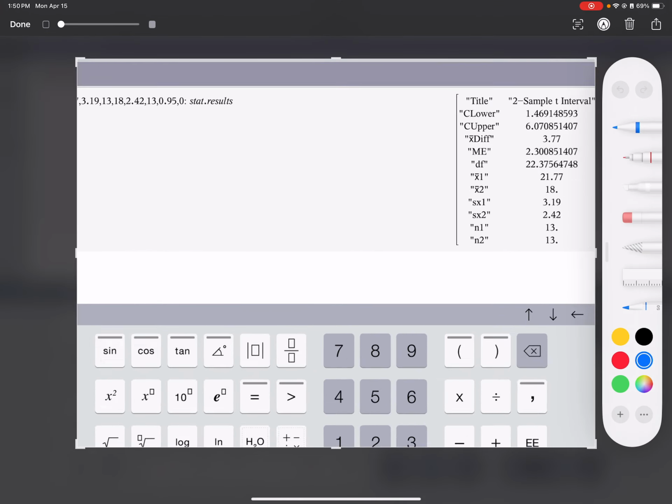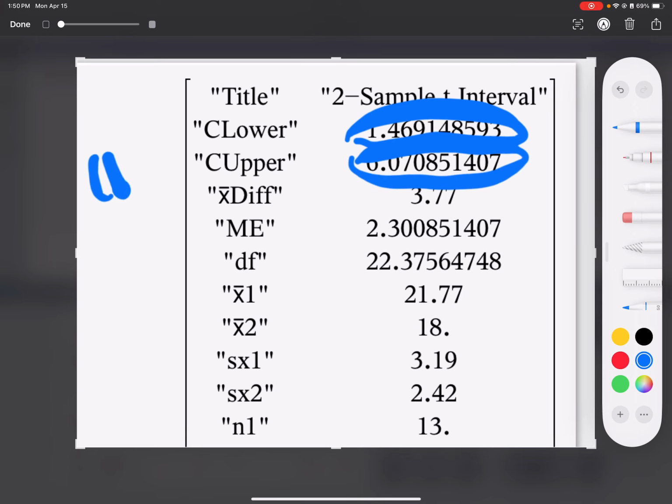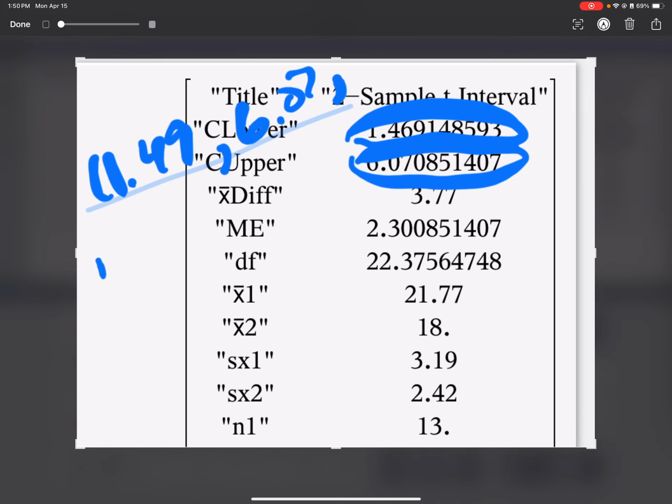I'm going to just screenshot this and show you here so I can highlight my confidence level. That's my low, 1.49 to 6.07. And what that means is I have between 1.49 and 6.07 more chips in Chips Ahoy than in the other brand, because they're both positive. And because both numbers are bigger than zero, I'm saying, yes, that is statistically significant, because zero is not contained in the interval, and that means they're always, in my interval, greater than zero, which means more than the other one.